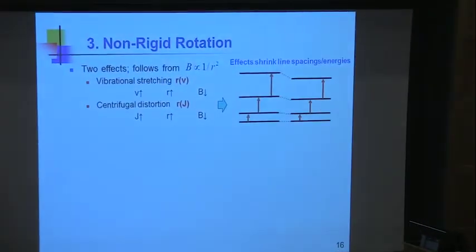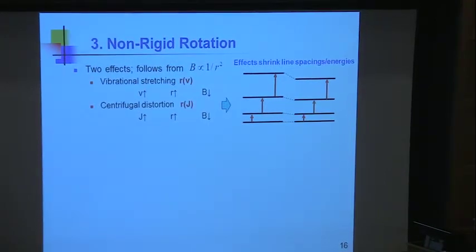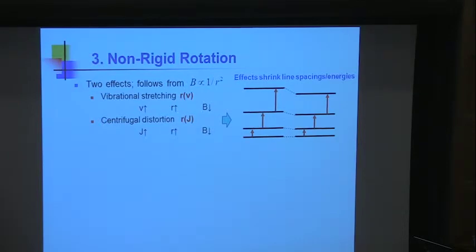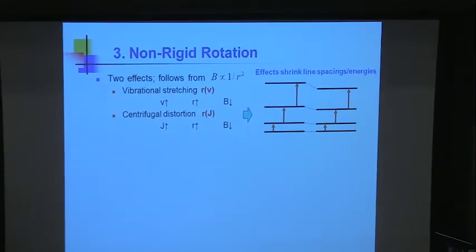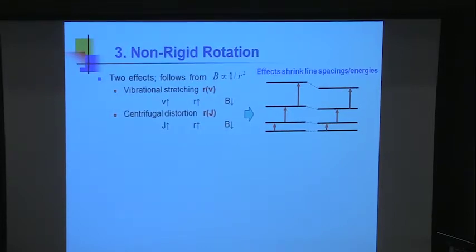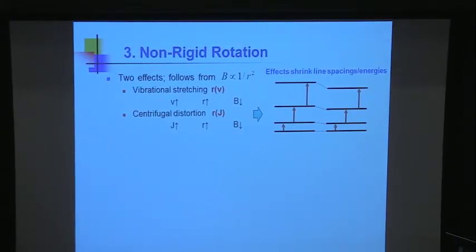Now, what about non-rigid rotation? We have to be practical now. Remember, B goes as 1 over R squared. So if you start stretching this thing, I've got to think about what value of spacing to use. As you increase the intensity of the vibration, you can imagine that the average length is going to be different.